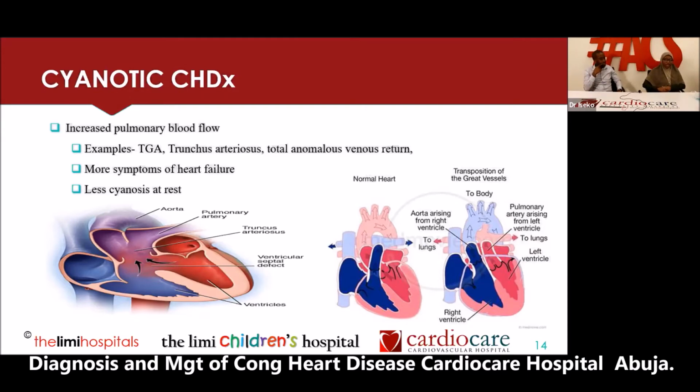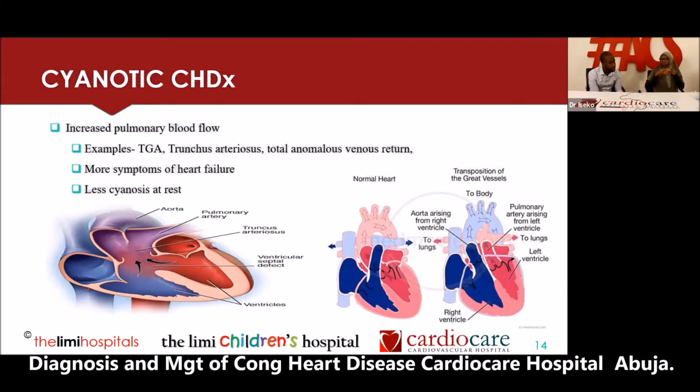And then, okay, there's an example here. That is transposition of the great arteries, which is one of the cyanotic congenital heart lesions. In this case, there's no defect, so to say. There can be defects, but at times you could have TGA with intact septum, where there's no defect, and yet the child is cyanosed. What really happens here is that the aorta takes off from the right ventricle instead of the left ventricle, and the pulmonary artery takes off from the left ventricle instead of the right ventricle.